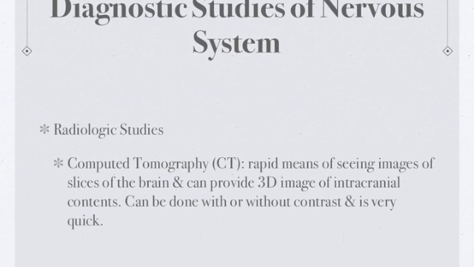A CT, and I think I have some example pictures on this PowerPoint as well. The CT is computed tomography. It's really cool. It's really fast. It's a really great way to be able to look at the brain and several other areas. But when we're talking about the brain, it can provide 3D images of intracranial components, and it can be done with or without contrast. Okay, so remember that, with or without contrast. We know that contrast has to be filtered out of the body somehow, so that's very important. But it's very, very quick.